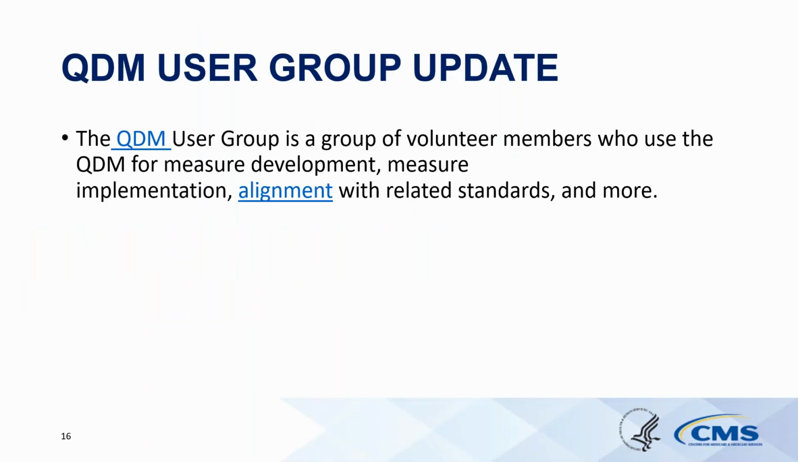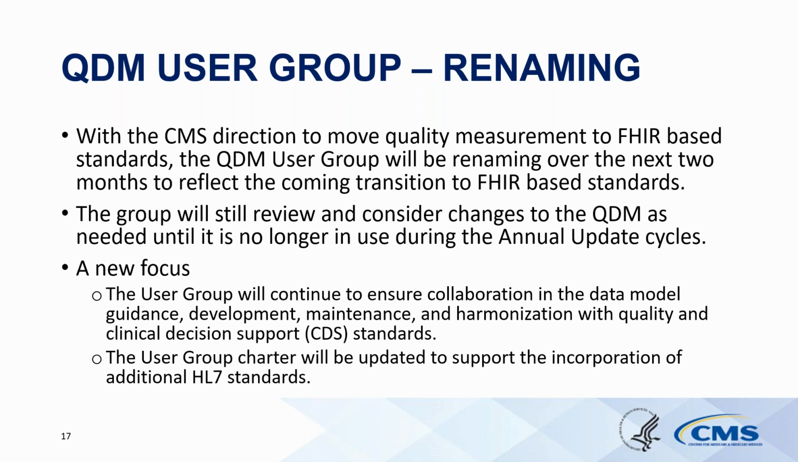CMS is moving quality measurement to FHIR-based measures, and the QDM user group has been continuing to talk about any questions about QDM, understand it, does it need a change, but they've also been discussing how QDM elements would be expressed in FHIR. We call that QI Core, that part of FHIR. And as we look at that, we've been spending more and more time looking at, I can explain this in QDM, and here's how I explain it in FHIR.